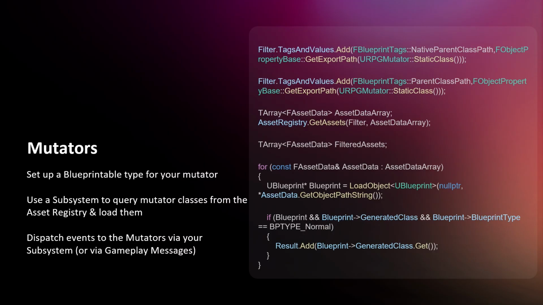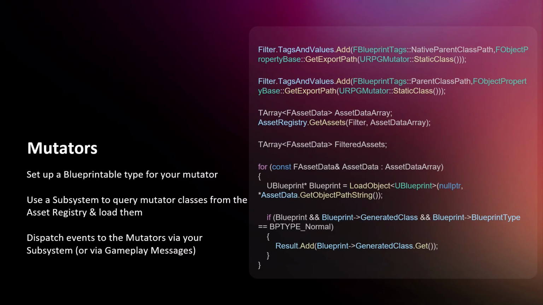If you're going with mutators specifically, again, just set up a base blueprintable type for your mutator. Use a subsystem to basically query all the classes using the asset registry like that. Load them, make the mutators available, show them in your user interface or something like that. And then you can just dispatch events to them via your subsystem. So some common events are when a player spawns, when a player dies, when a player takes damage, those kinds of things. There's a lot you can do with just a handful of events to be able to sort of drive that kind of modability through mutators.